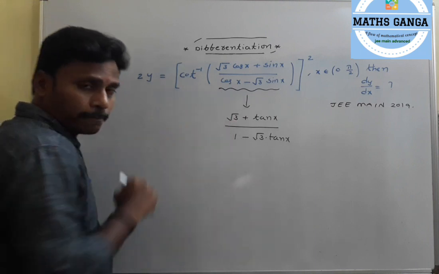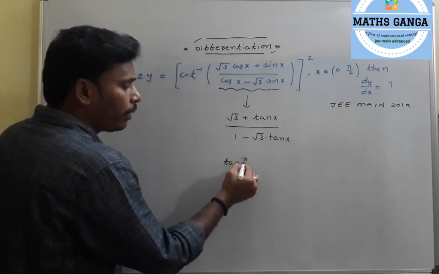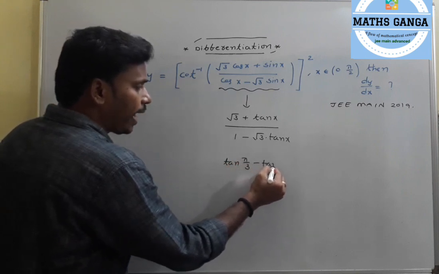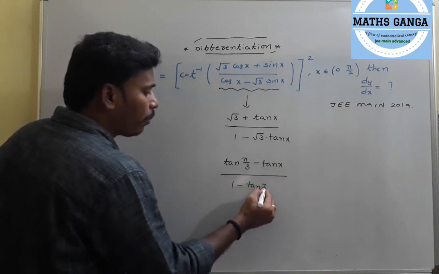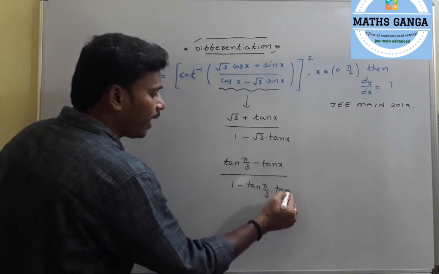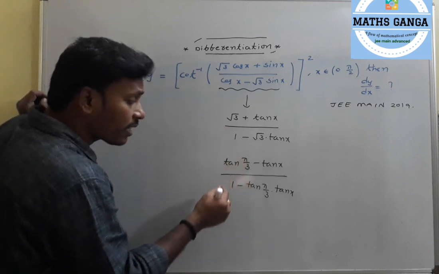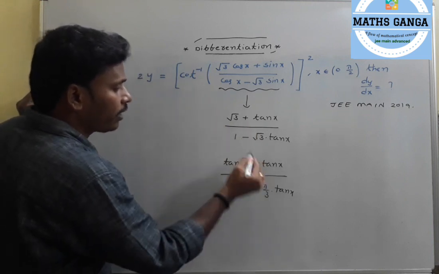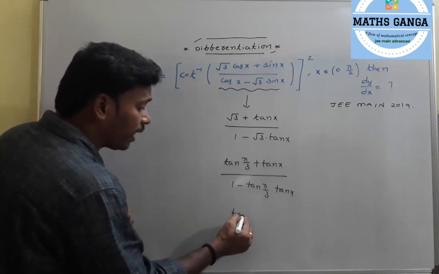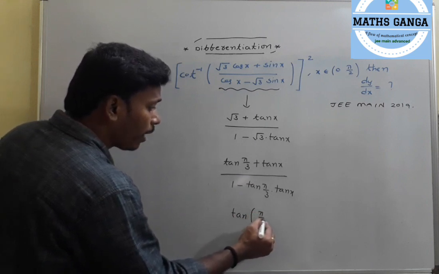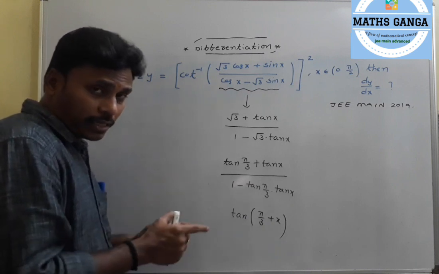And now this root 3, what is root 3? Tan pi by 3 is root 3. So this expression I am simplifying: tan pi by 3 plus tan x by 1 minus tan pi by 3 into tan x. Just a minute, here we have plus, right? Okay. Tan pi by 3 plus tan x by 1 minus tan pi by 3 tan x can be written as tan of pi by 3 plus x. Is it okay?